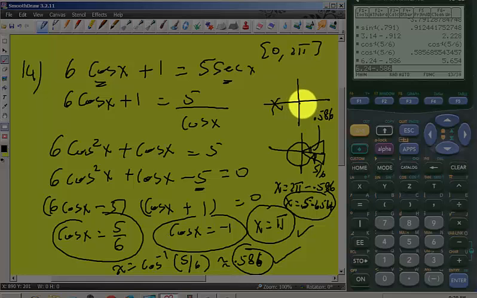Well, okay. So I know I have another angle here. Pay attention. I now have another angle right there. Okay? Because that's the same triangle. Cosine is positive here. This angle here is 0.586. Okay? That's the angle on the triangle. But on the circle, I have to go all the way around to here and stop right there. Okay? That's 2 pi minus 0.586.